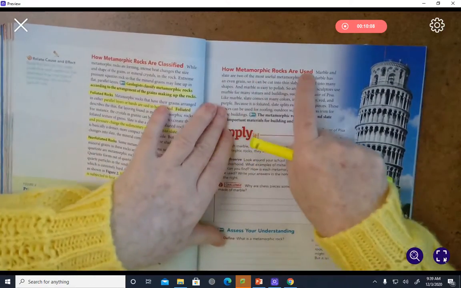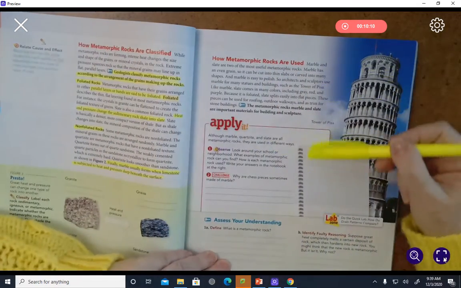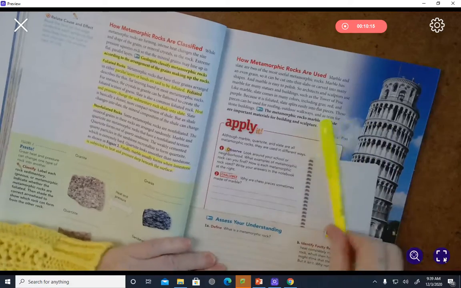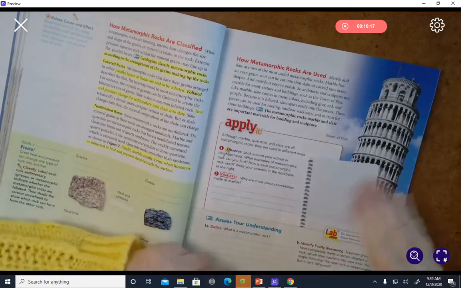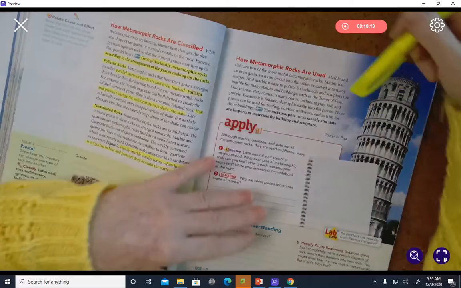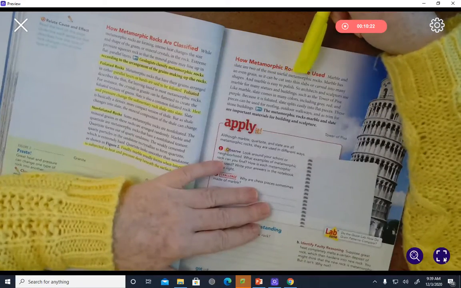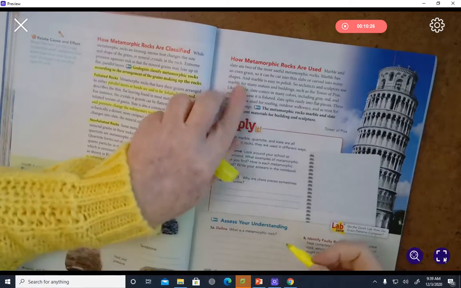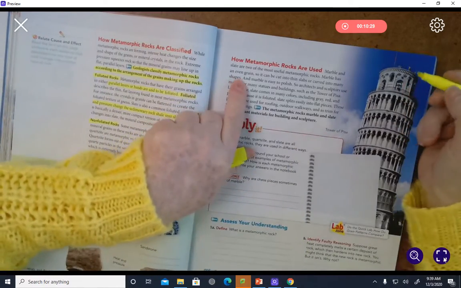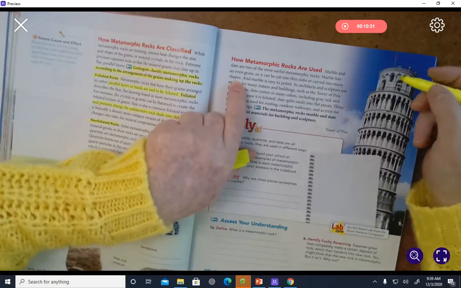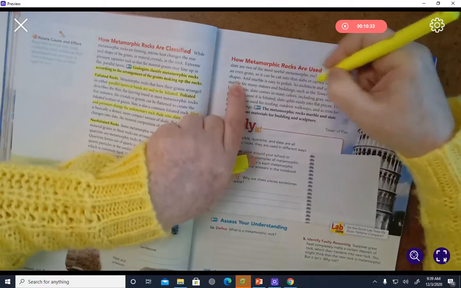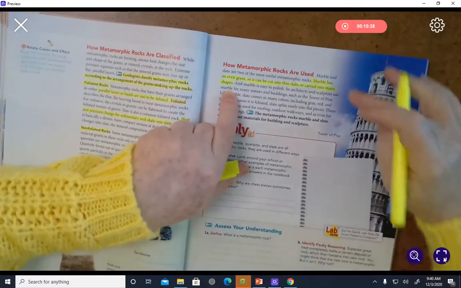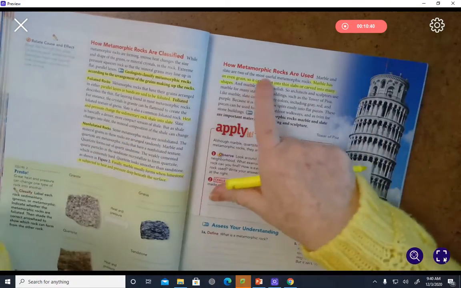So how are metamorphic rocks used? Remember when I showed you that at the beginning, the Leaning Tower of Pisa, and here it is in our book, and how much do you think it leans by this photograph? Marble and slate are two of the most useful metamorphic rocks. Once again, marble has an even grain, so it could be cut into thin slabs or carved into many shapes. So that's probably why we have a lot of statues. But marble and slate are the two most useful.